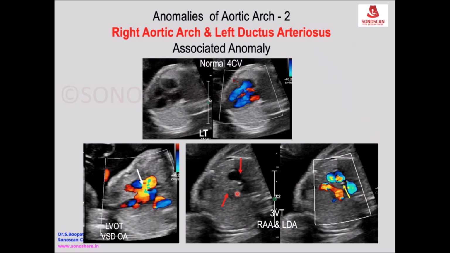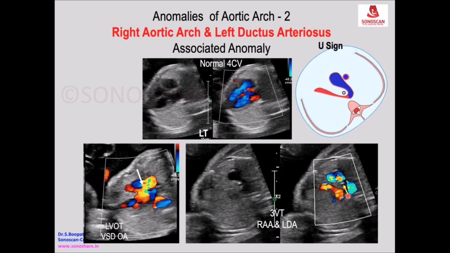This is not seen in grayscale, only very faintly, but in color it is red. That means there is reversal of flow. So a U sign with a narrow pulmonary artery and reversal of flow indicates pulmonary atresia.